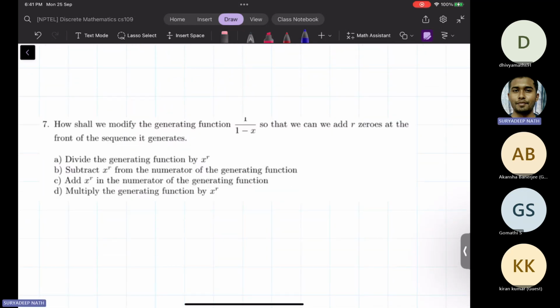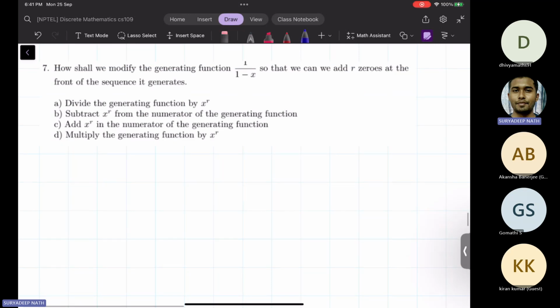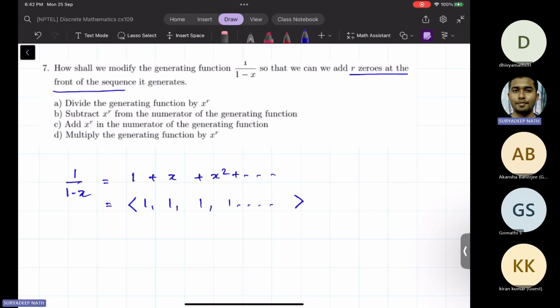Okay, now come to question number 7. How shall we modify the generating function 1 over 1 minus x so that we can add r zeros at the front of the sequence it generates? So first let us look at the sequence generated by 1 over 1 minus x. As we know, it will be 1 plus x plus x squared and so on. So this sequence is 1, 1, 1, 1 and so on. Now they are asking us, we want to add r zeros at the front of the sequence.